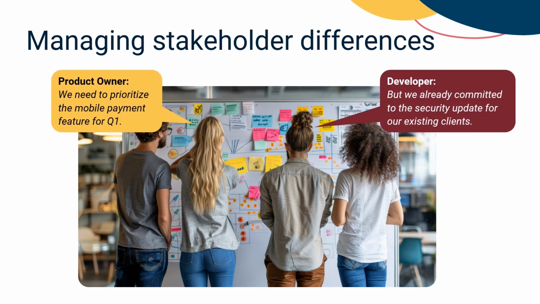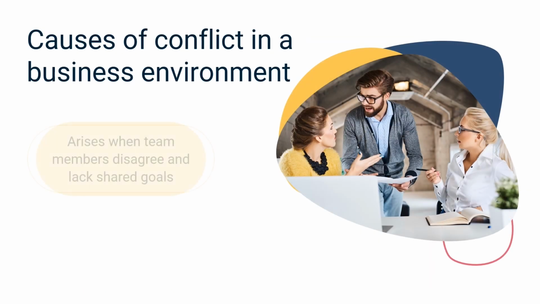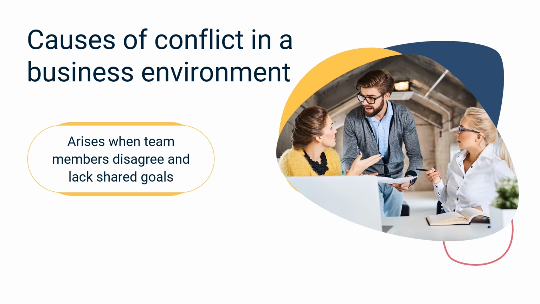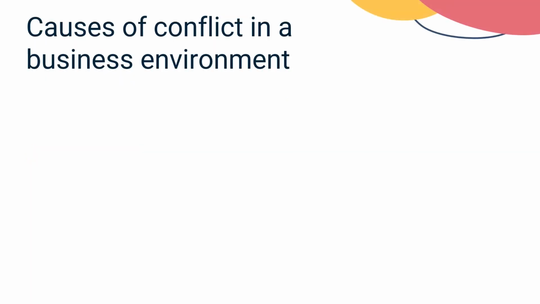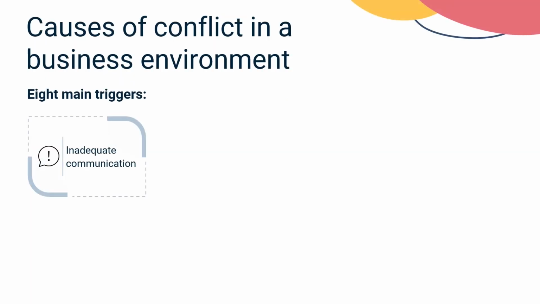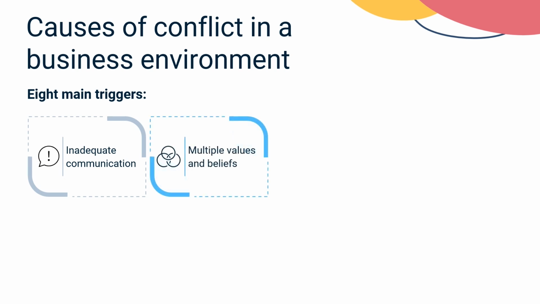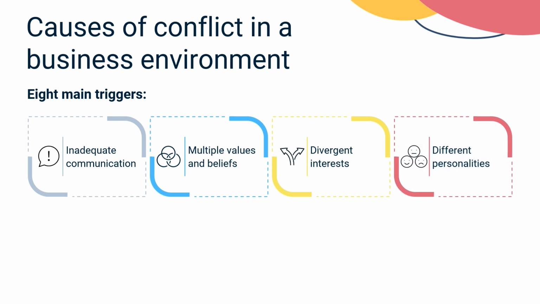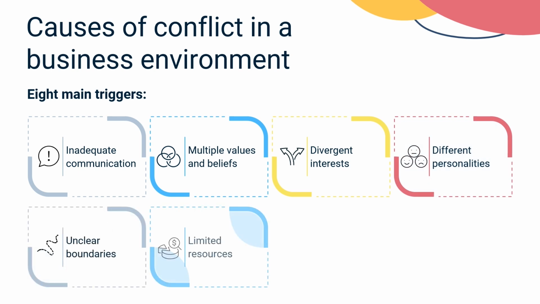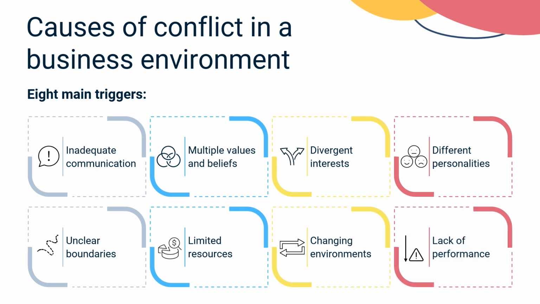These challenging conversations shape better outcomes for your team. Conflicts arise when team members disagree and lack shared goals. In business environments, 8 main triggers are inadequate communication, multiple values and beliefs, divergent interests, different personalities, unclear boundaries, limited resources, changing environment, and lack of performance. Let's look at each one in detail.